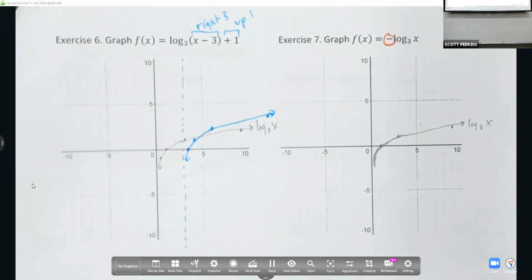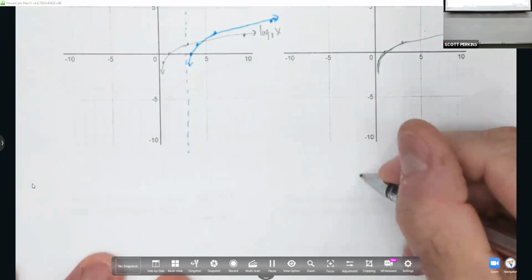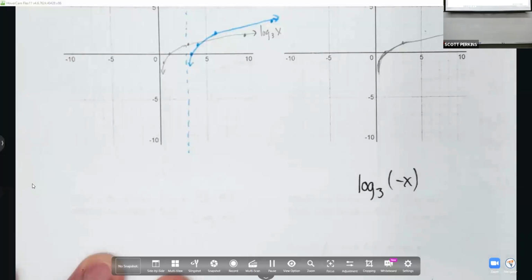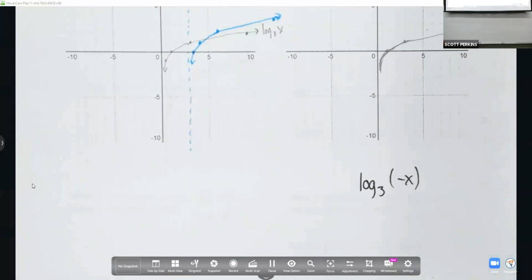Before I graph that, that just leads me to this question. What if I had said the log base 3 of negative x? All the x's would be negative. Yes, the position of that negative makes a difference. So just be careful.